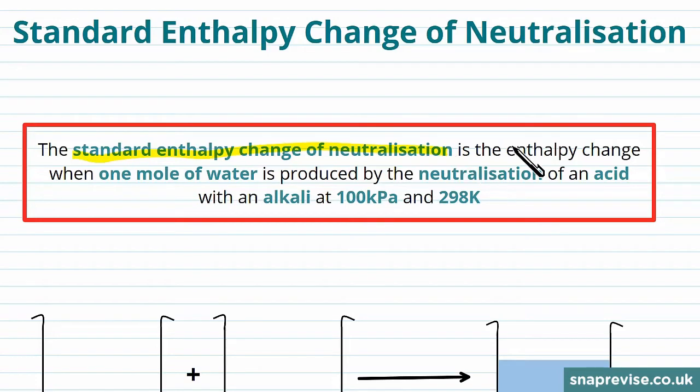You should be familiar with what an enthalpy change is, and we've got other videos on that if you're not, but the standard enthalpy change of neutralization is the enthalpy change when we form 1 mole of water from the neutralization of an acid with an alkali. We have to specify that this happens at 100 kilopascals of pressure and 298 Kelvin.